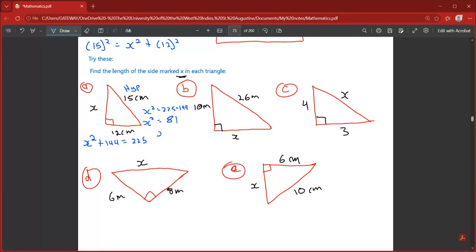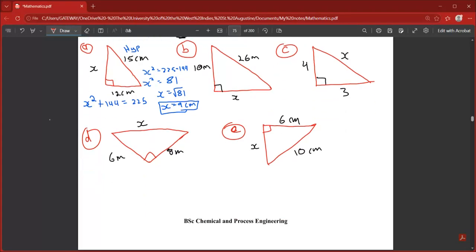So if x squared is 81, x is the square root of 81. So x will therefore be equal to 9 because the square root of 81 is 9. So this will be 9 centimeters. You got this, right? Yep, very good. Part B.